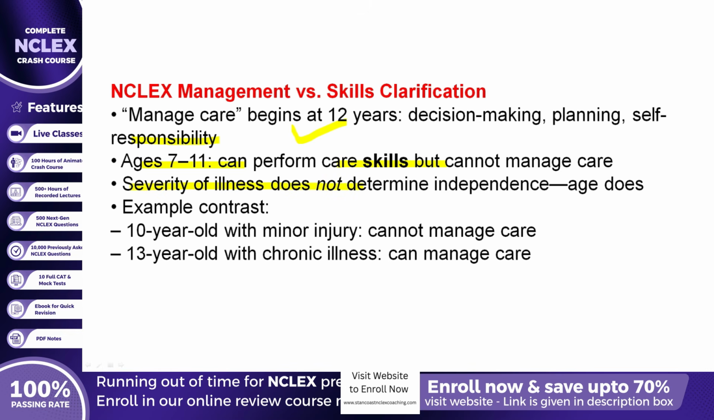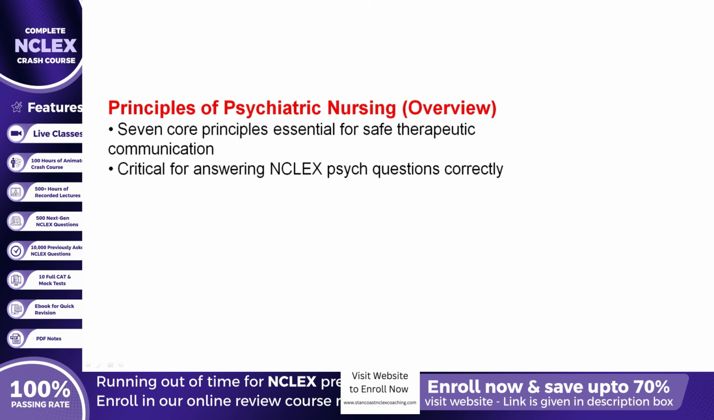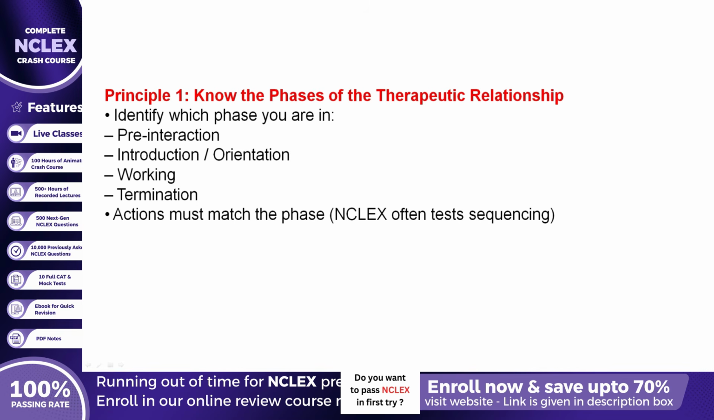As we begin the principles of psychiatric nursing, keep in mind that there are 7 core principles essential for safe therapeutic communication. These principles are critical for answering NCLEX psychiatric questions correctly. As we begin with Principle 1, we need to know the phases of the therapeutic relationship. First, we start by identifying which phase we are in, whether that is the pre-interaction phase, the introduction or orientation phase, the working phase, or the termination phase. And as we continue, we remember that our actions must match the phase because the NCLEX often tests sequencing.